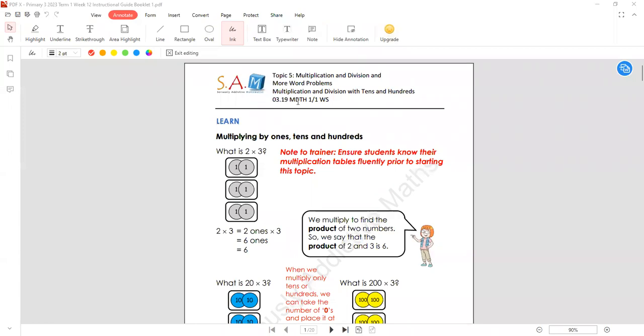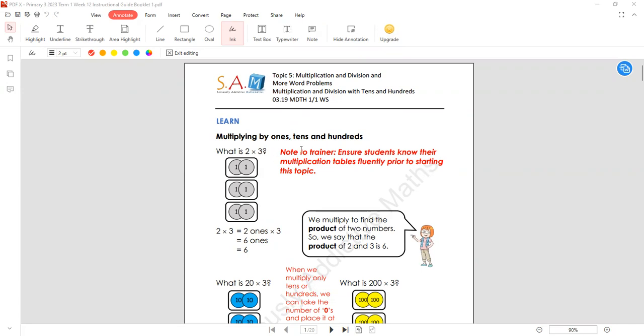Hello teachers, this is the instructional guide for primary 3, term 1, week 12. The last lesson of the term. For this week, there are two booklets plus one term review paper to be assigned as homework.